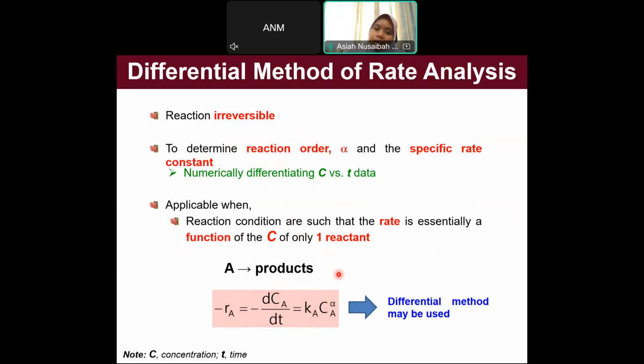So if we have a case, for example, a decomposition case where we have one reactant leading to several products, then no problem. But what if we have two reactants? We have A plus B. How do we apply this differential method?